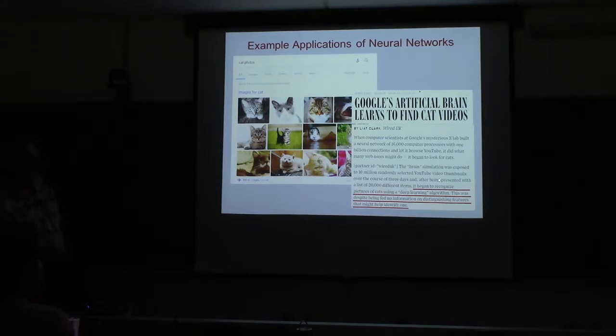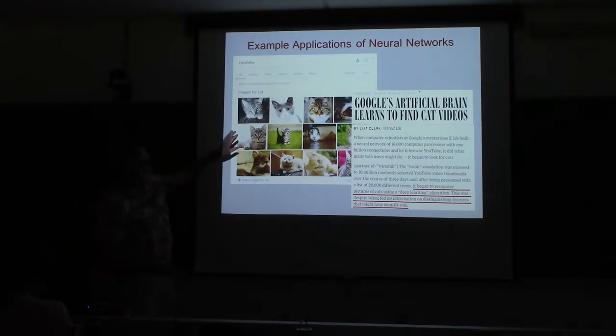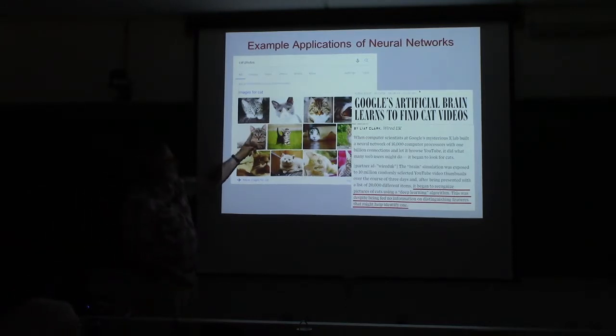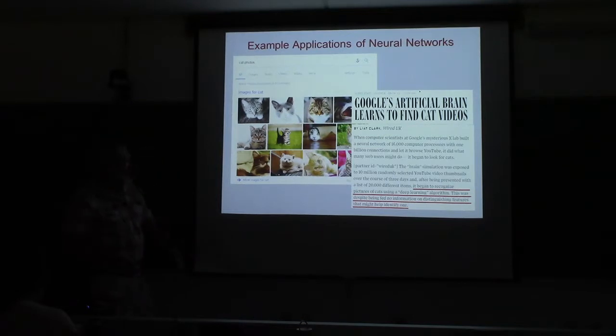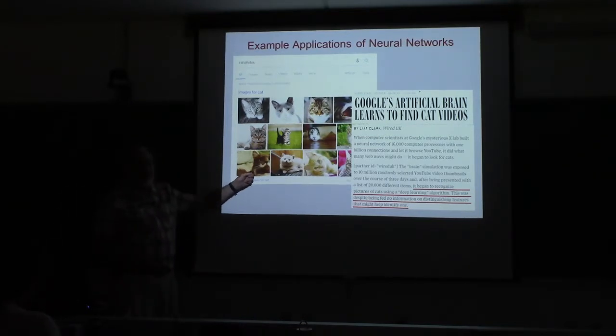And here it says, after being presented with 20,000 different items, it began to recognize pictures of cats. This was despite being fed no information or distinguishing features that might help it identify one. So it's simply being given an image, and it's presumably looking pixel by pixel and doing whatever, and it learns that this thing is a cat, that's a cat. And rarely will you get a picture of a dog in here. You can find one, and there have been some really embarrassing situations for them where it would identify a person as a monkey or something. But it's still pretty impressive that this is all hands-off neural networks.